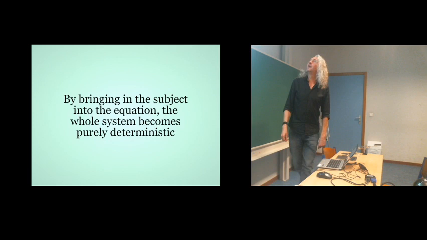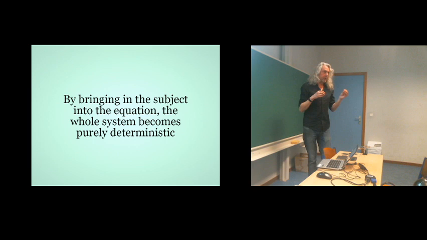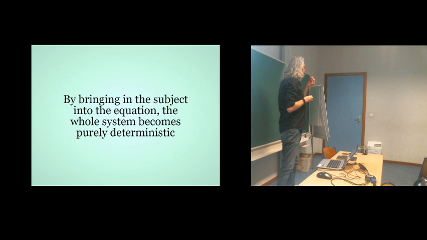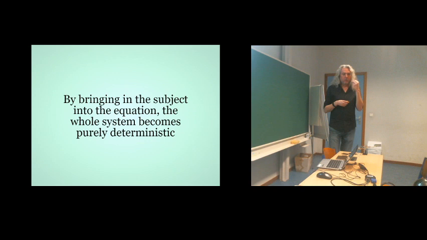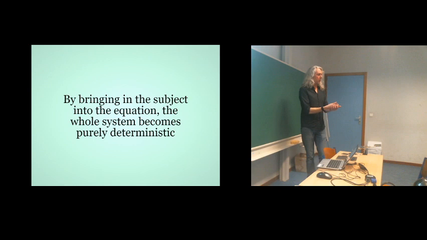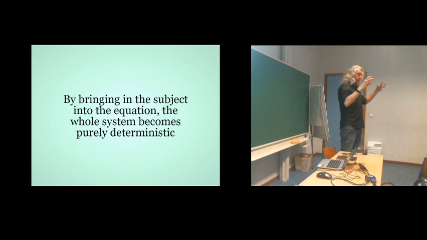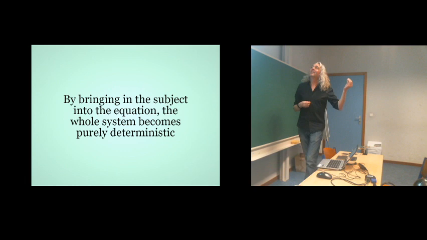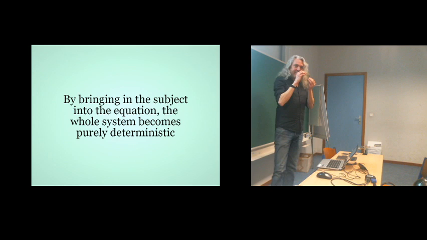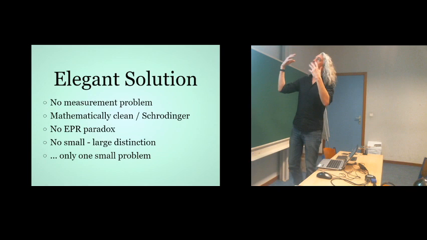But by bringing the subject into the equation, the whole system becomes purely deterministic, and that's one of the things that was later reused in theory, because it solves a lot of problems. From a mathematical point of view, it's very nice. It's much nicer than the Copenhagen collapsing wave function, because that's a mathematical problem. We can't calculate it. For him, everything is purely deterministic. The Schrödinger equation defines how the whole universe evolves. It's 100% deterministic, and of course that's what they like in physics. But it's strange that by bringing the subject in, it becomes deterministic. That's some paradox, I think. But as I said, it's an elegant solution. There's no more measurement problem.